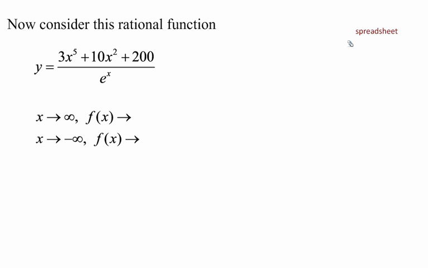Now the last function we're going to consider is this one. It's a rational function, but it does not have a polynomial on top and bottom. In fact, it has e to the x. And what we want to consider is how does e to the x behave in comparison to our polynomials.